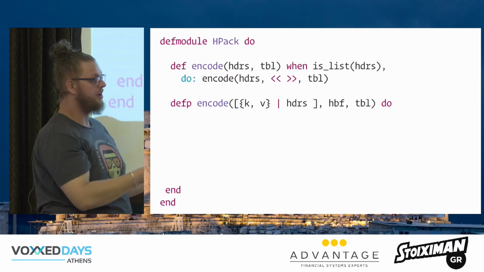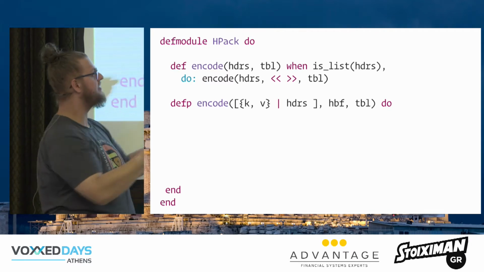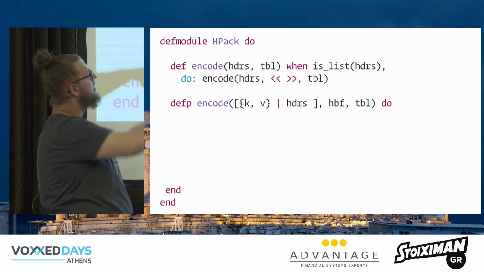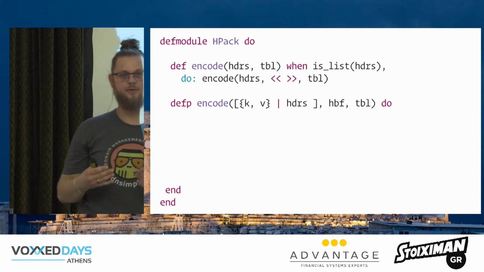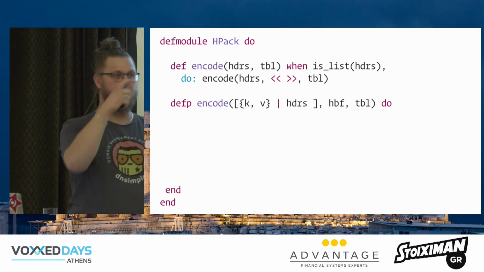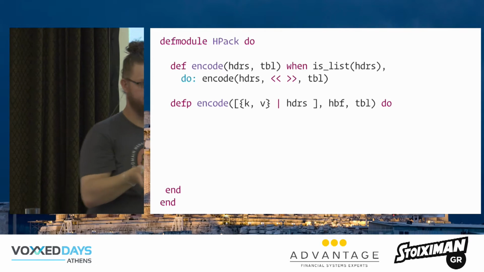And then we know it's a tuple of a key and a value, so it's the header key and the header value. And we can match it out here as well. So right at the beginning of the function, we have the key and the value available, even though they were like hidden in a complex data structure.